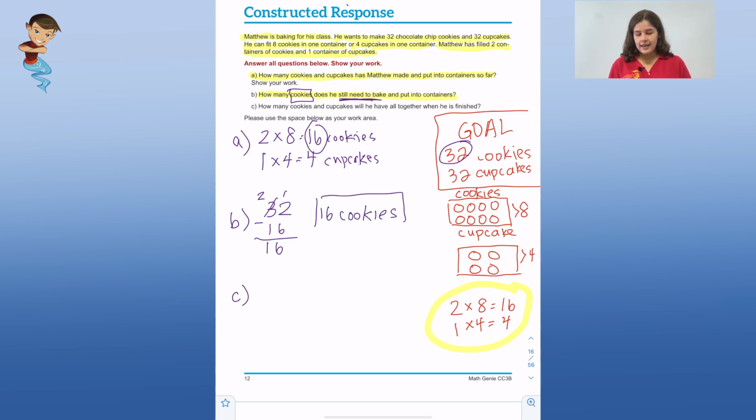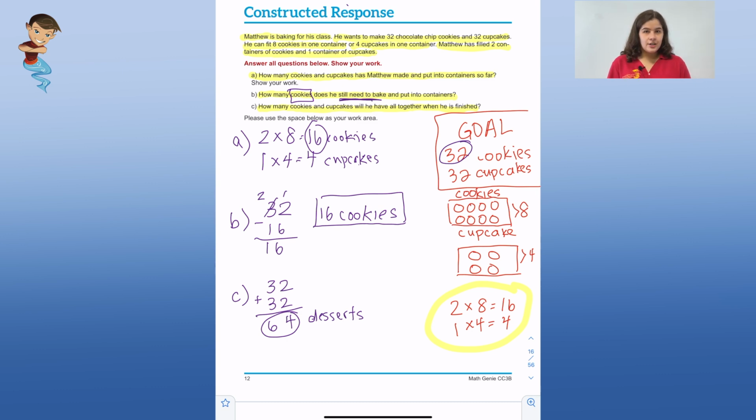All right, 2 parts down, 1 to go. How many cookies and cupcakes will he have all together when he is finished? So we already know what his goal is, but we have to add those 2 baked goods together. So 32 plus 32. 2 plus 2 is equal to 4, and 3 plus 3 is equal to 6. So we can say 64 desserts or baked goods or anything of that nature, but we need to make sure that we have the number 64 as our answer.